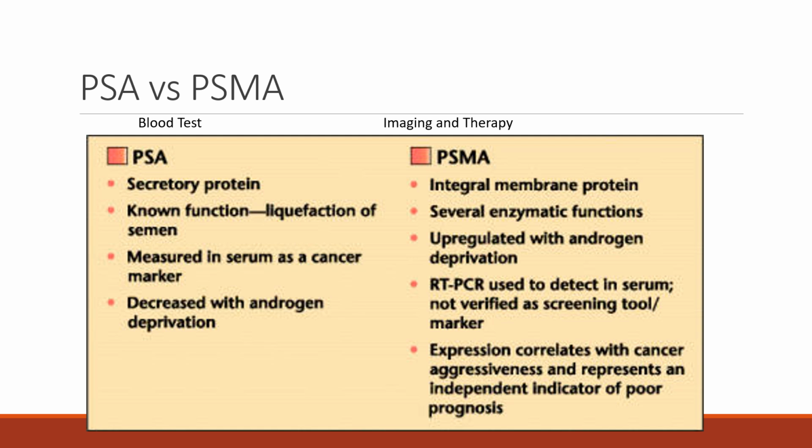PSMA is very different. PSMA is a membrane protein. It has several functions in our body. It's a terrible name because everybody has PSMA in their body. It also has to do with folic acid absorption into the cells. That's one of the enzymatic functions of it. It acts on your glia cells in your brain. So PSMA is overexpressed in gliomas.